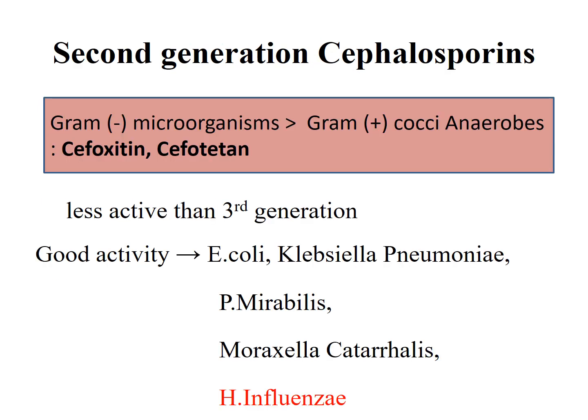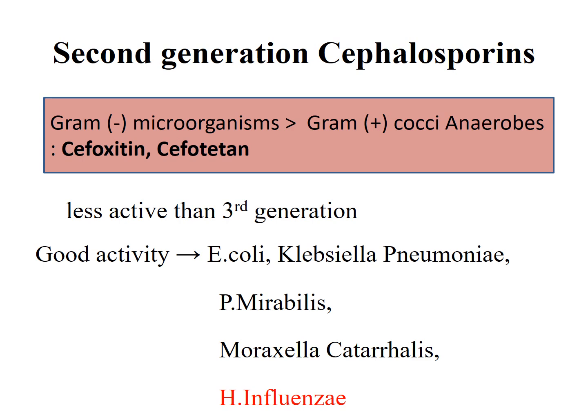Coming to the second generation cephalosporin, this group is more active against gram-negative microorganisms with respect to first generation compounds, and even certain members like cefoxitin or cefotetan are active against anaerobic organisms. But on comparing their activity with third generation, they are inferior.